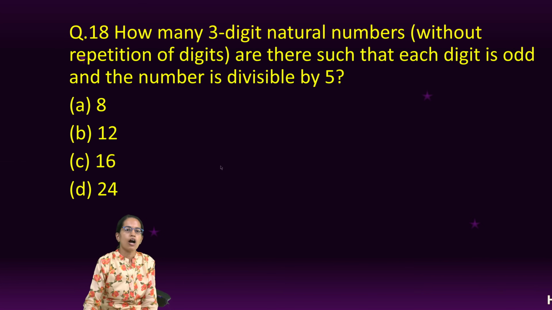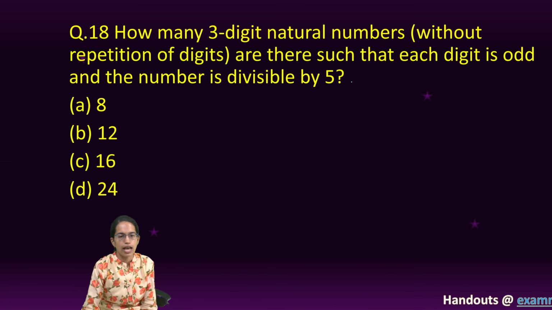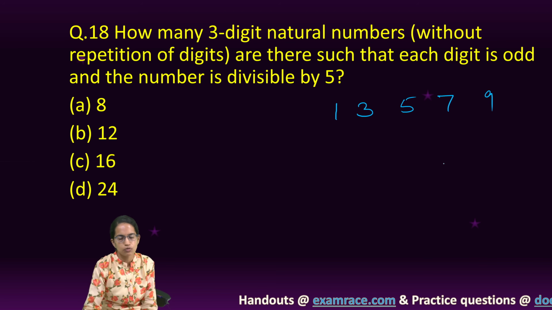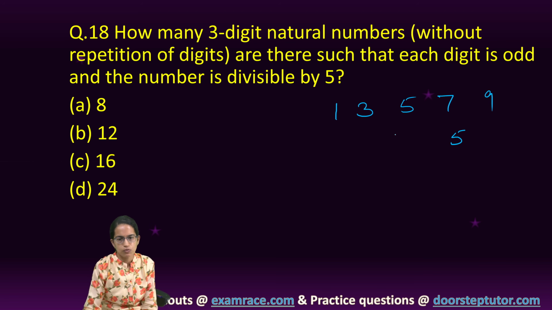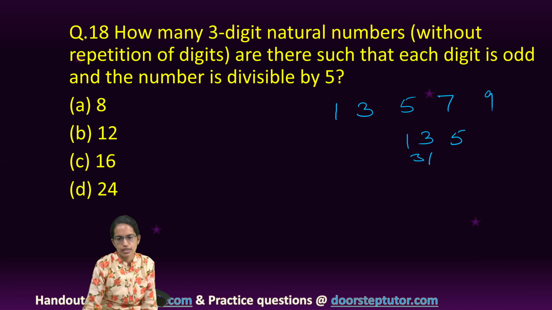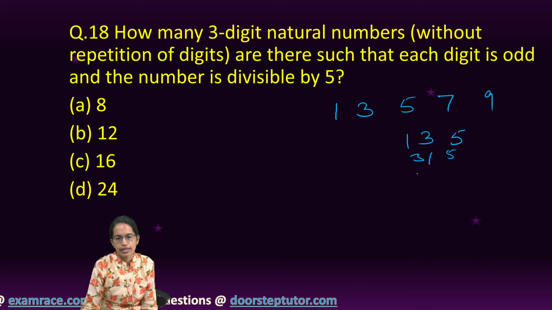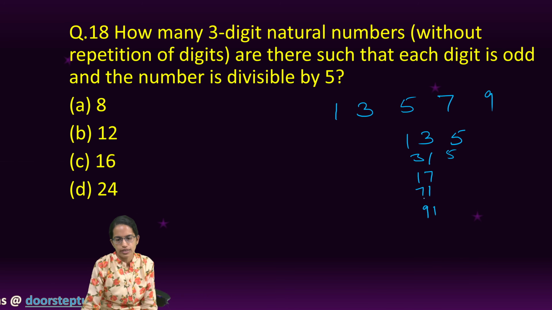The next is how many 3-digit natural numbers can be written without repetition. So 1, 3, 5, 7 and 9 would be the digits. I want to have 5 towards the end, so I can have 1, 3 and 3, 1. Then I can have 1, 7 and 7, 1. I can have 1, 9 and 9, 1. Okay, these are with 1.